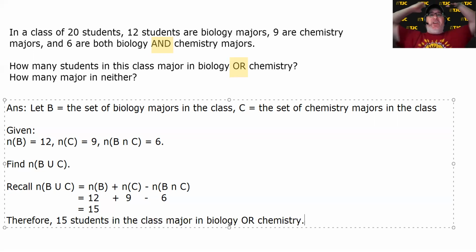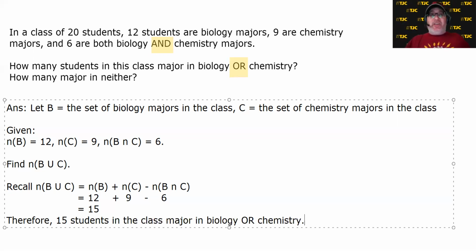Well, picture the class again. You got 20 people in there. Raise your hand if you're a biology major. 12 people raise their hand. Raise your hand if you're a chemistry major. 9 people raise their hand. Some people raised their hand when they said biology. All right, raise your hand if you major in both biology and chemistry. 6 people raise their hand.